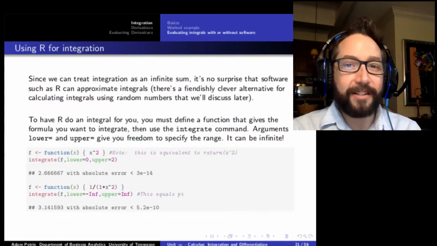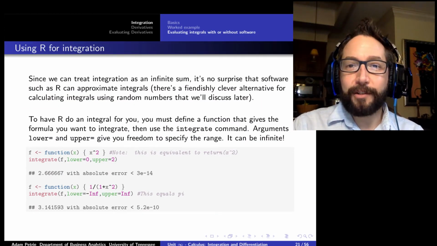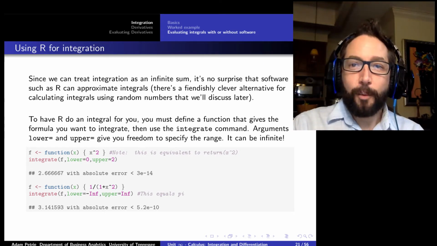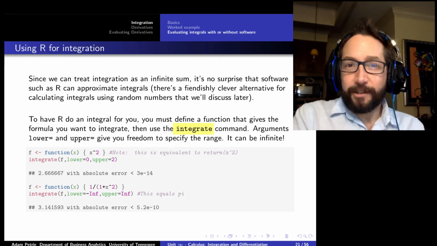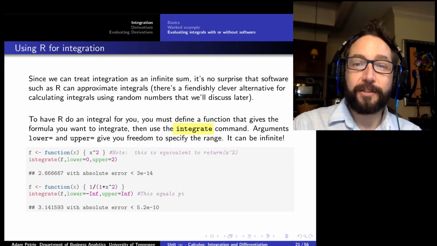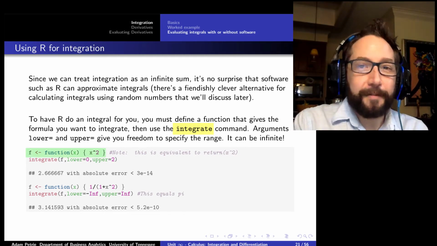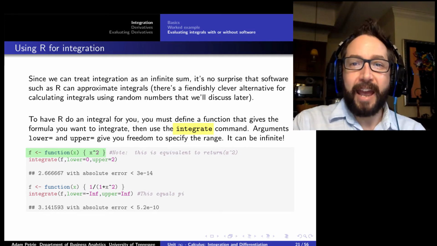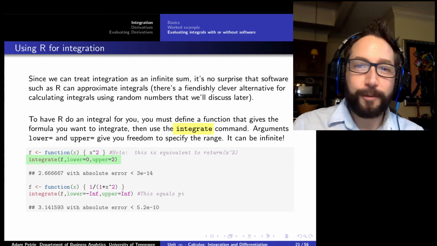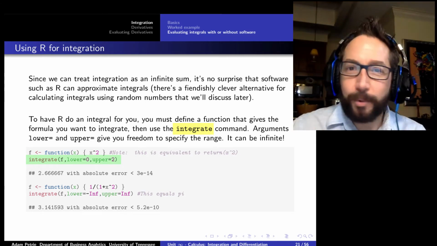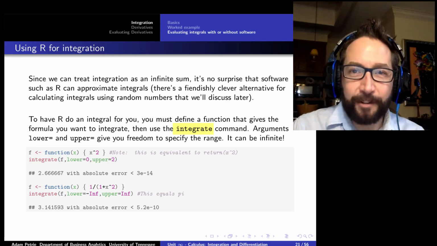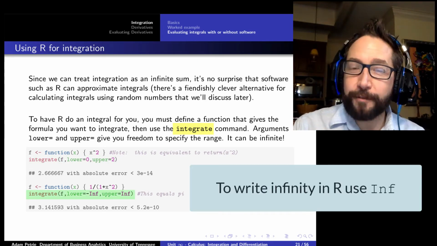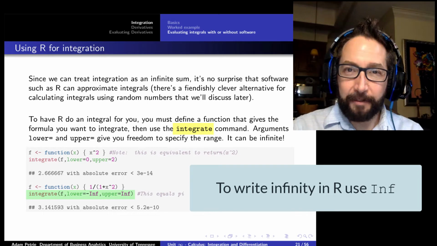And in fact, R has some pretty powerful commands that will allow you to approximate the value of an integral with some sort of numerical techniques. So the name of the function that you'll use in R to do integrals, no big surprise, is just integrate. One strategy is to define a function, say f left arrow function of x, transcribe what the formula for your function is in curly brackets, and just say integrate f, lower equals whatever your lower bound is, upper equals whatever your upper bound is. It can even handle infinities. You just have to know that the abbreviation for infinity in R is Inf with a capital I.